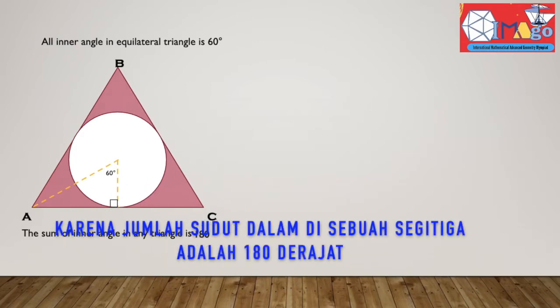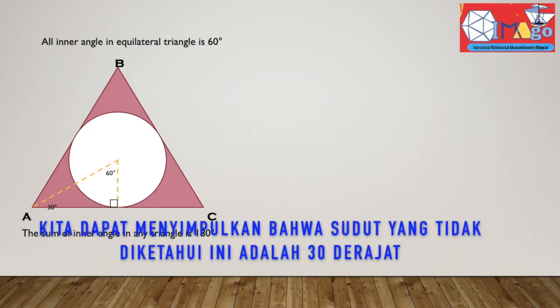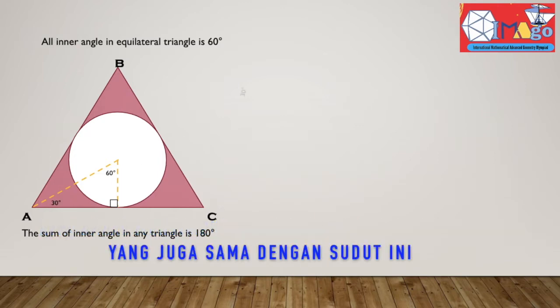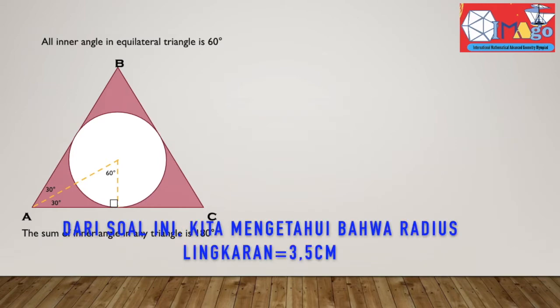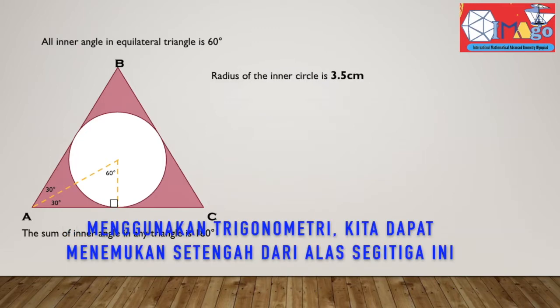Since the sum of all inner angles in any triangle is 180 degrees, we can note that this missing angle is 30 degrees, which is the same as this angle, since the line we created earlier bisects the inner angle of this triangle. In the question, we know that the radius of the circle is 3.5 cm. Using trigonometry, we can find the half of the triangle base.